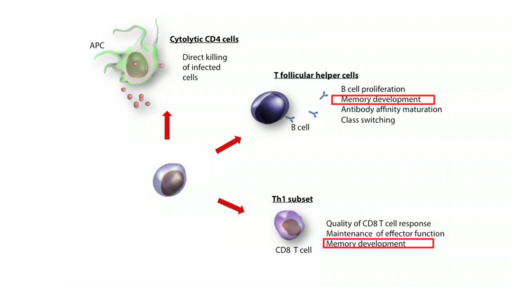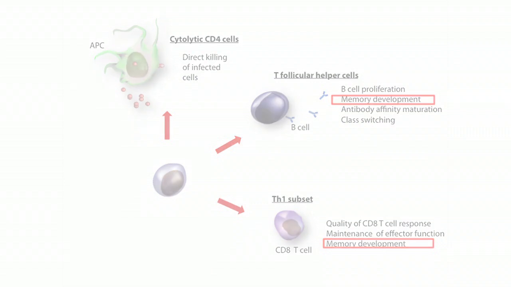So we have the CD4 help for B cell responses. We have the CD4 help for CD8 responses. Otherwise, we wouldn't be able to clear viral infection. And we have a mechanism of direct killing and direct protection through CD4 cells.